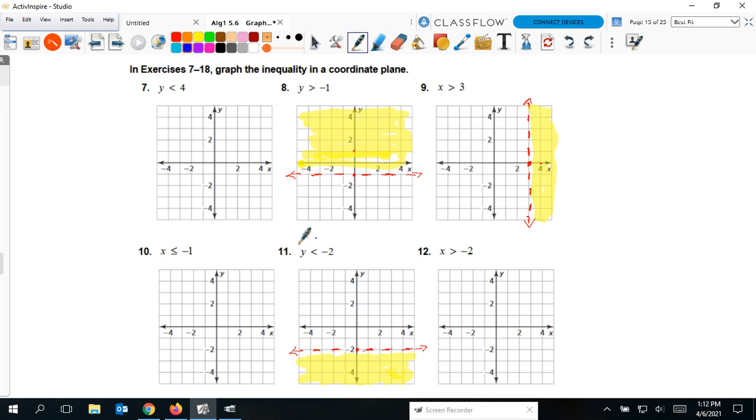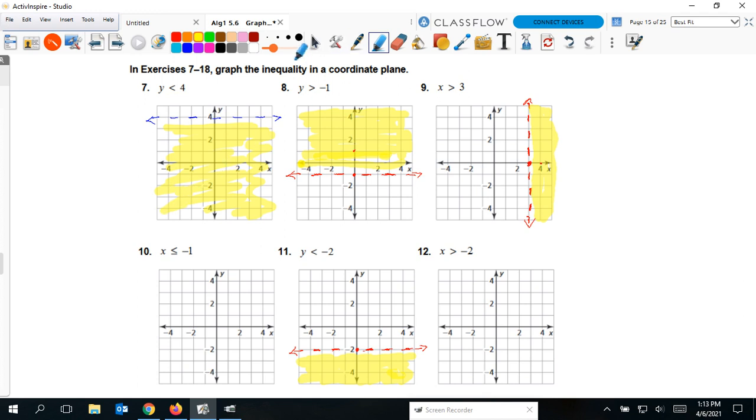Okay, so hopefully you've done now 7, 10, and 12, and you're just going to check your answers. So our answer for number 7 should be a dashed line going through here at 4. And the shading is down below it. It's less than. So all this section down below is shaded.